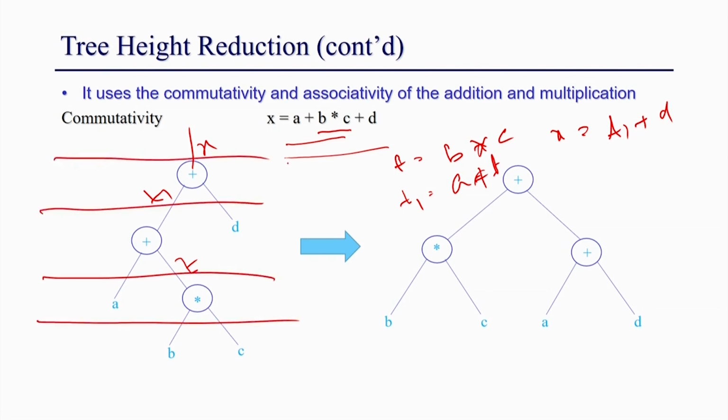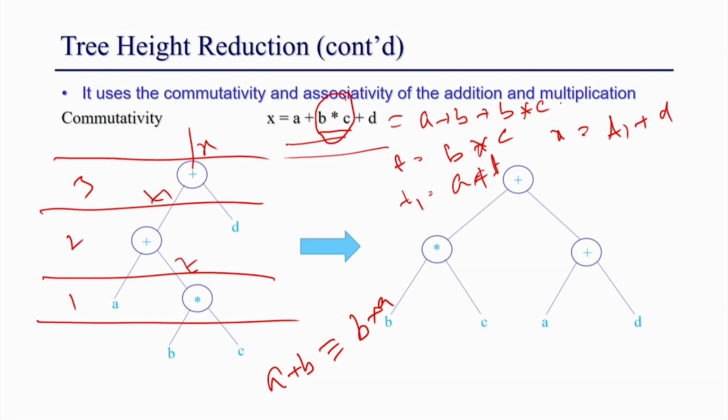If you try to directly do this height reduction, it is not possible, because of the higher precedence. But since you know addition is a commutative operation, a plus b is equivalent to b plus a. So I can rewrite this expression as a plus d plus b star c.